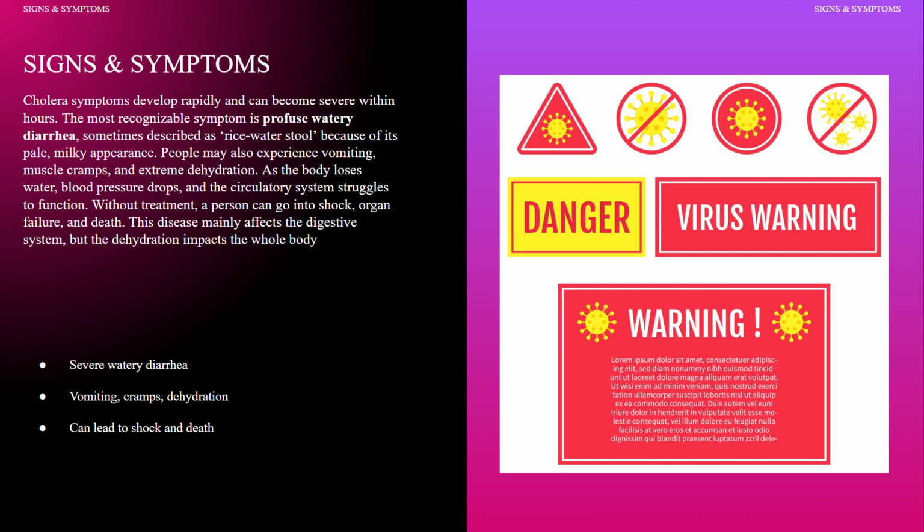Cholera symptoms develop rapidly and become severe within hours. The most recognizable symptom is profuse watery diarrhea, sometimes described as rice water stool because of its pale, milky appearance. People may also experience vomiting, muscle cramps, and extreme dehydration. As the body loses water, blood pressure drops, and the circulatory system struggles to function. Without treatment, a person can go into shock, organ failure, and death. This disease mainly affects the digestive system, but the dehydration impacts the whole body.